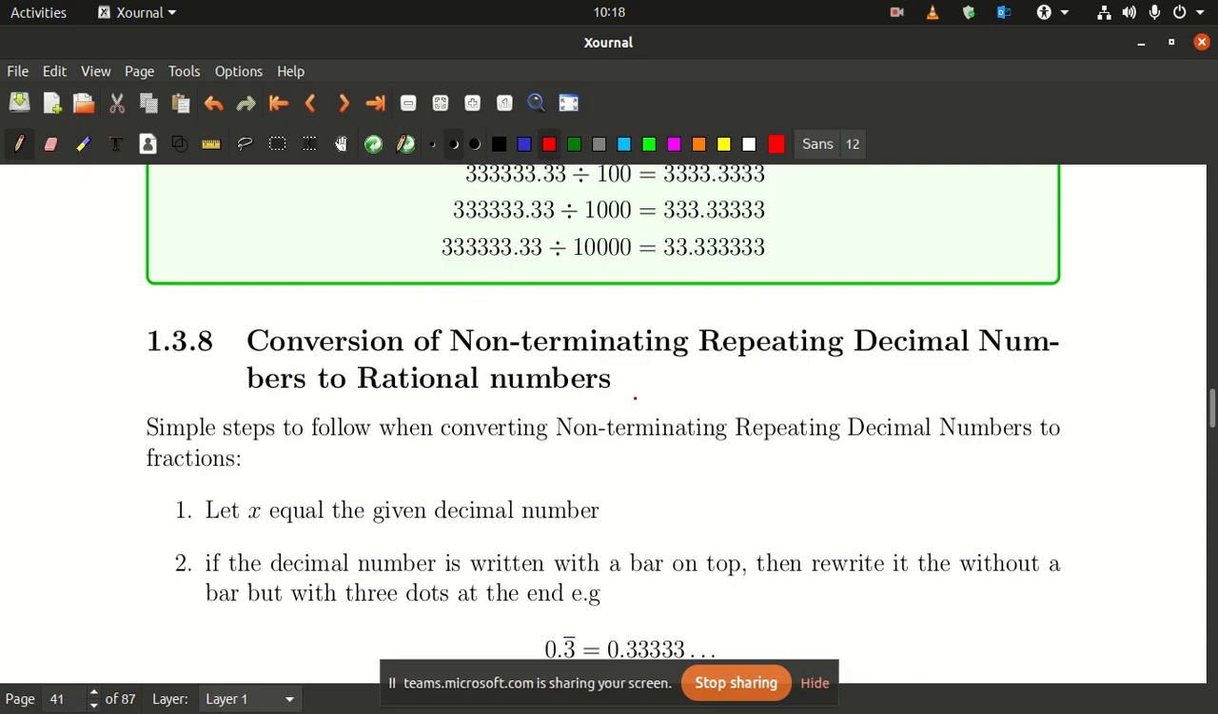We talked about non-terminating when we were talking about the decimals that have 3 dots at the end or have a bar at the top. We talked about these in class, but now I want us to talk about how to convert this decimal to a rational number. It's not hard. It is very, very easy. You just have to pay a lot of attention to it, and then we will be able to move forward.